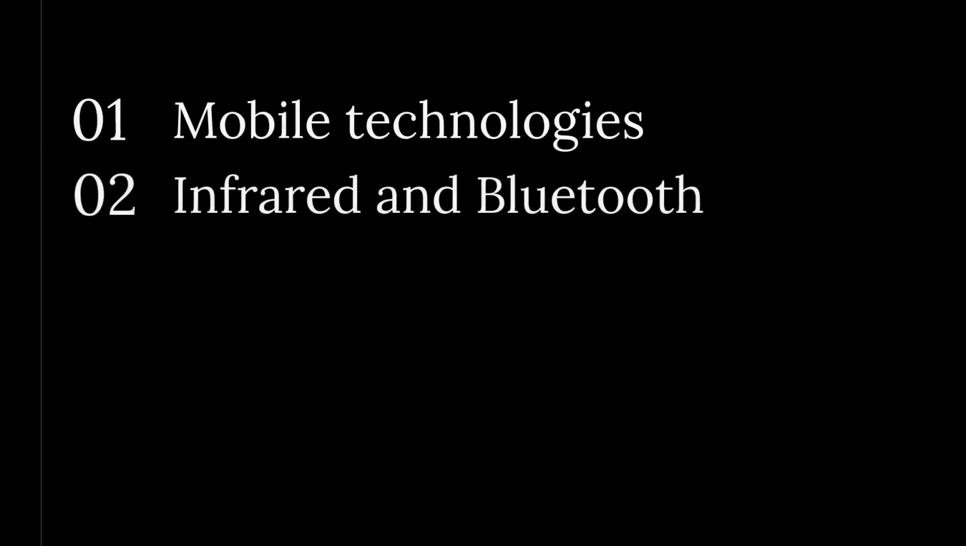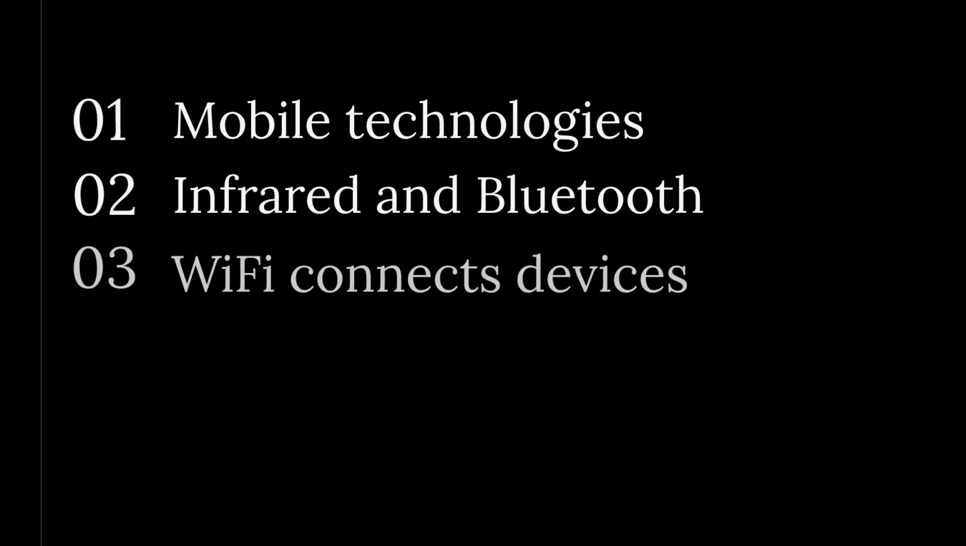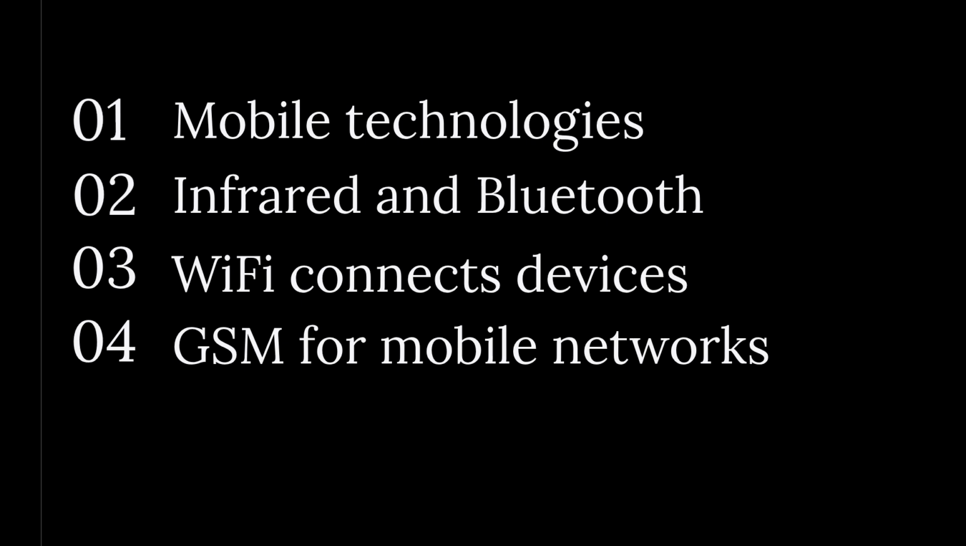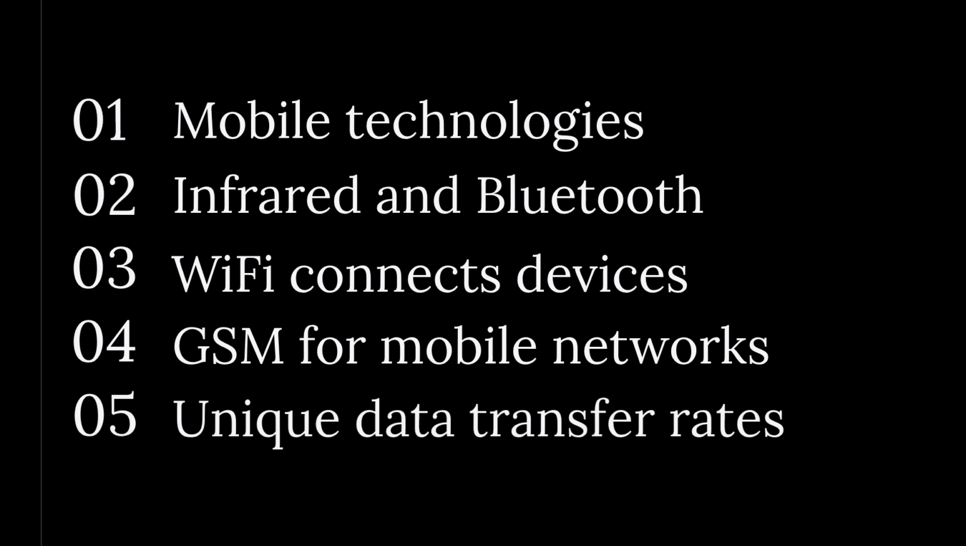Mobile devices rely on various transmission technologies. Infrared and Bluetooth are popular for short-range communication. Wireless fidelity, or Wi-Fi, connects devices to the internet wirelessly. GSM and GPRS are standards for mobile communication networks. Each technology offers unique data transfer rates and effective ranges.